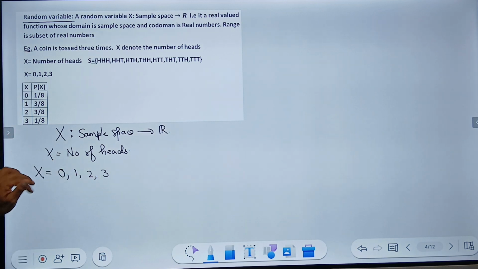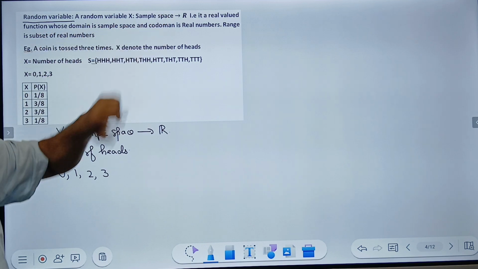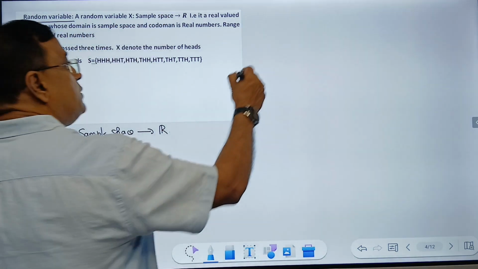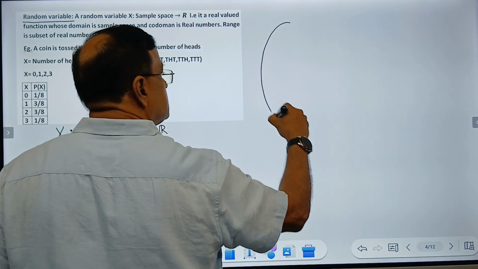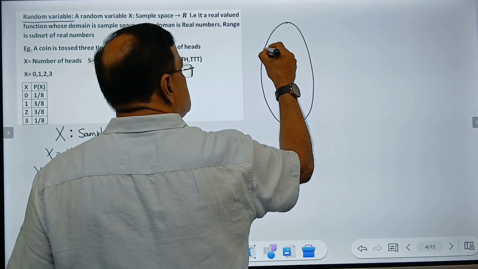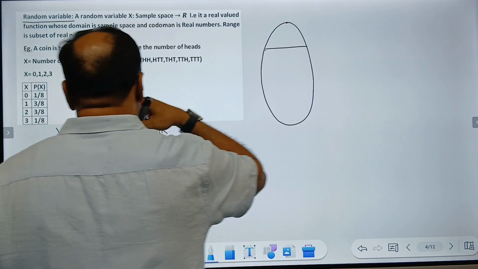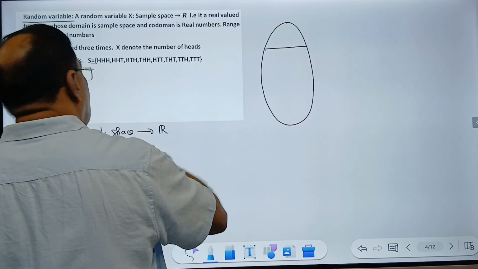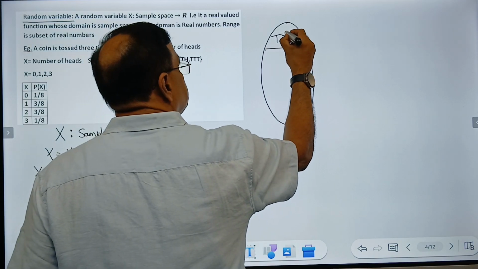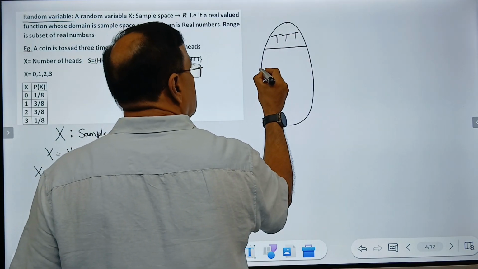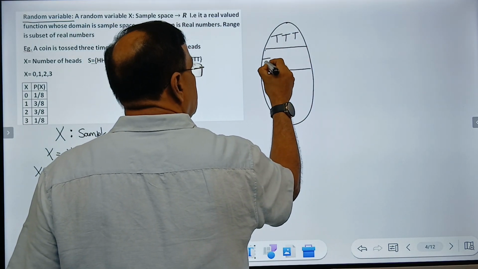Now if I have to put this in this language, it's a subset of the sample space. So first of all, let me take the sample space. I divide the sample space into small blocks. What is that block? That block is all tails. The second block is 1 tail.